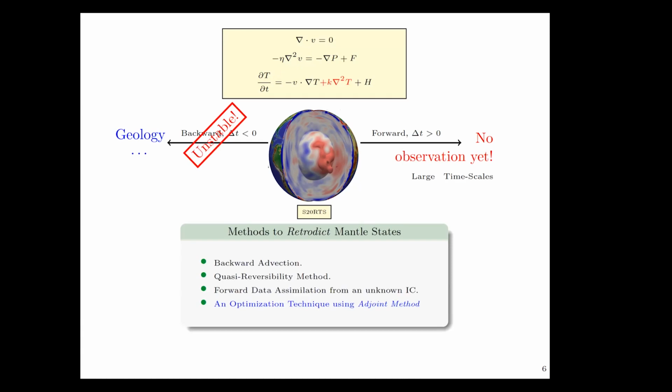And geodynamicists have used many tricks for the past few years. They've come up with different methods. And the method that I'm going to talk about is an optimization technique using the Adjoint method, which is basically reformulating the problem into an inverse problem instead of a forward problem.